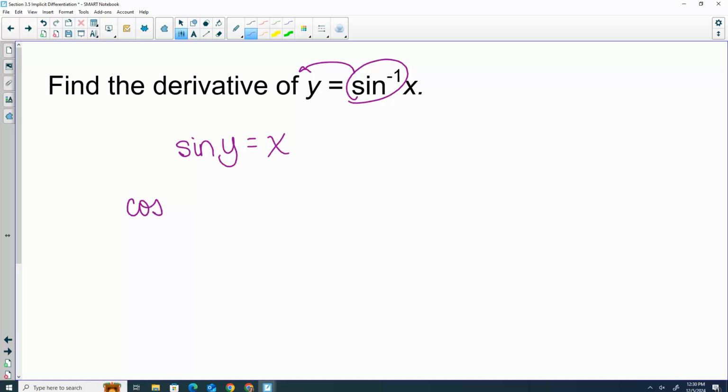When you do the derivative of a trig function, the angle stays the same times the derivative of the inside. What's the derivative of y? It equals the derivative of x, which is 1. So that means dy/dx is 1 over cosine of y.